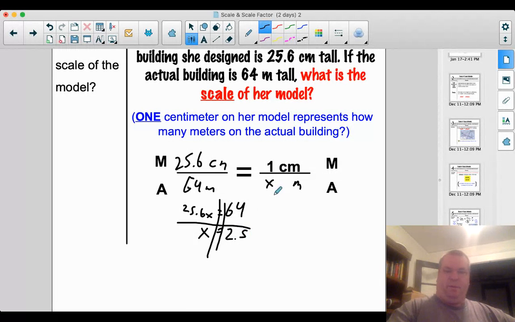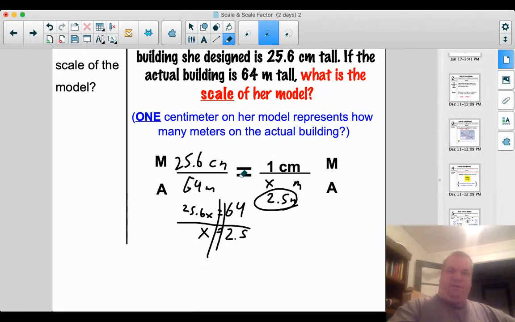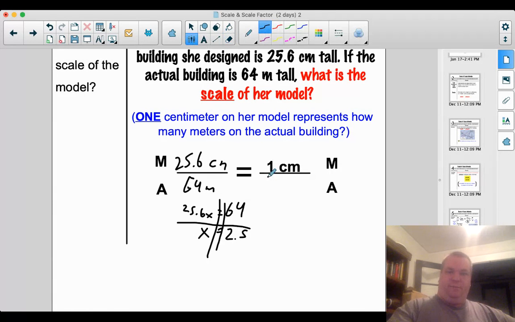Okay, so I know that 1 centimeter on the scale is equal to 2.5 meters on the real thing. Okay, so there's my scale. My scale is 1 centimeter to 2.5 meters. In fact, I shouldn't have just circled that bottom part. Okay, that asks me for the scale. The scale is a ratio. So the scale is 1 centimeter to 2.5 meters. Okay, making sure I'm answering that question.